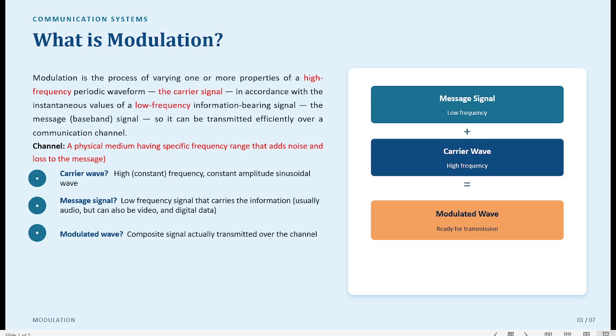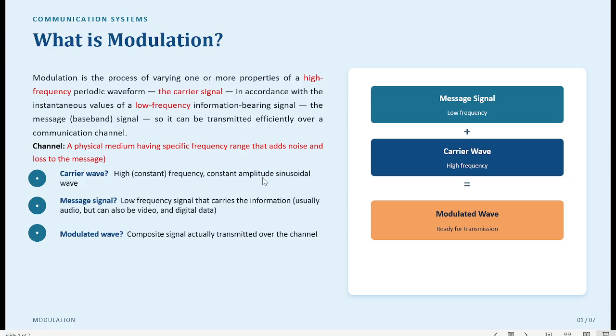And this modulation process is actually done so as to efficiently transmit the message signal over a long distance through a communication channel. Now the question is, what is a channel? We can define a channel as a physical medium which has a specific frequency range and that adds noise and loss to the message during the communication process. Here are some of the terms which must be clear for us.